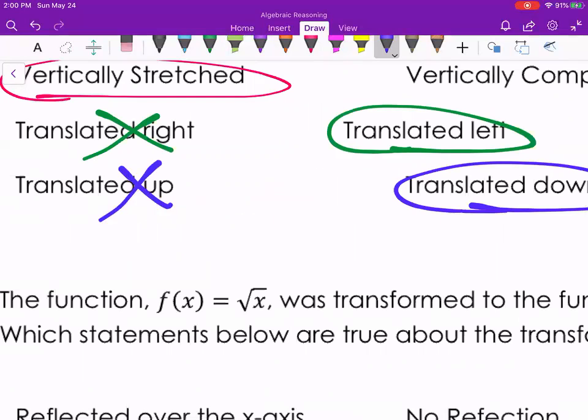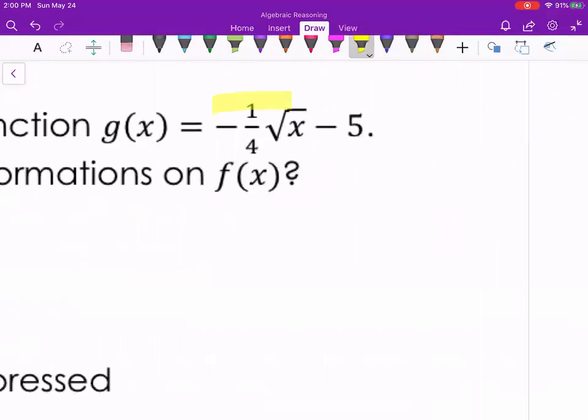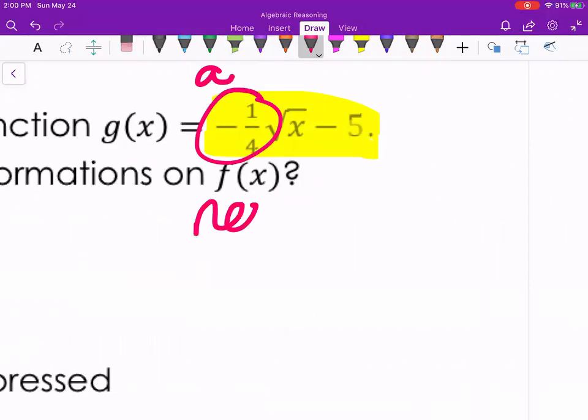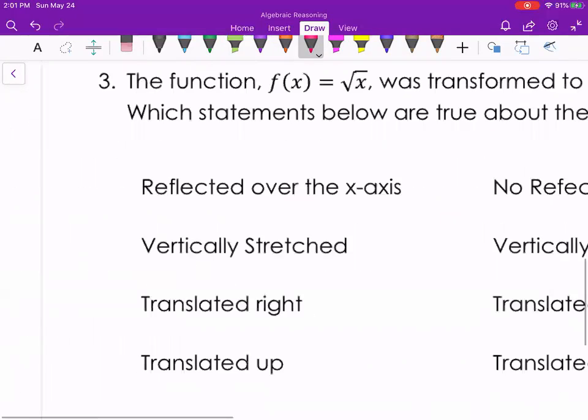Our last and final example. Sometimes we have equations where we may not have everything involved. So let's look at this last one. Again, my a is a -1/4. So again, it is negative, which means reflect. A negative a means it's been reflected.